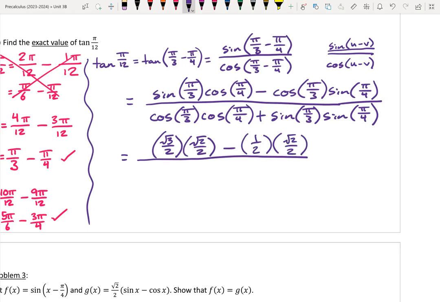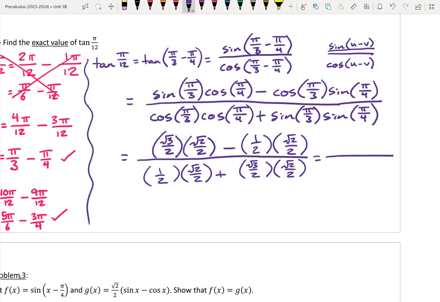All right, and then going to the denominator, the cosines for those two, I've already pulled those. So cosine of pi over 3 was 1/2. Cosine of pi over 4, rad 2 over 2. And that is a plus. Sine of pi over 3 is rad 3 over 2. And sine of pi over 4, rad 2 over 2. Let's go ahead and multiply.